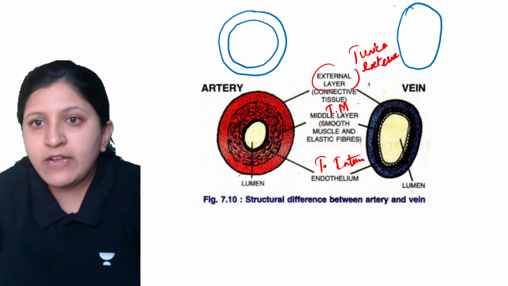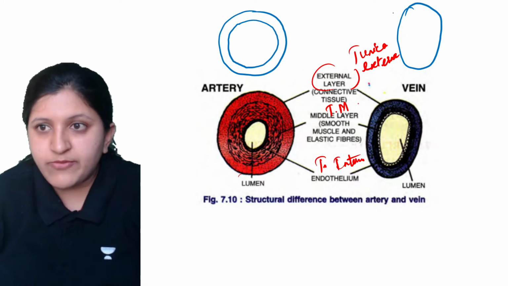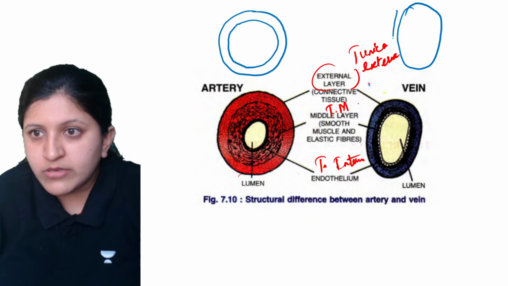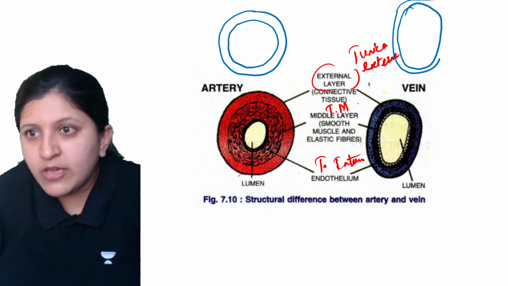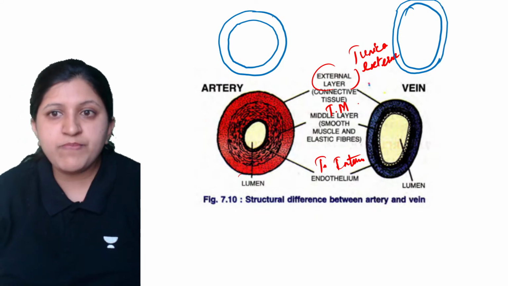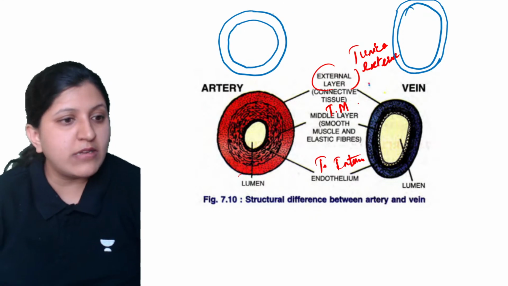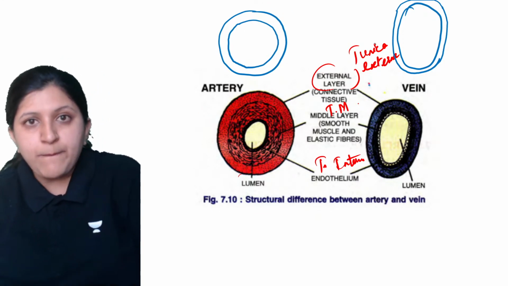Okay, and the connective layer which is there, that is not so thick, so this is somewhat thin itself. So we will draw one more outer covering for this one. As compared to the other one, here we can see this is slightly thinner. Okay, so here the thicker external layer or tunica externa is somewhat thicker as compared to the vein.